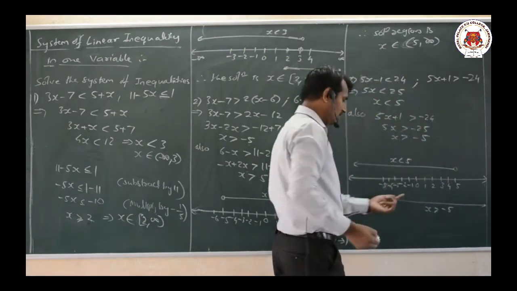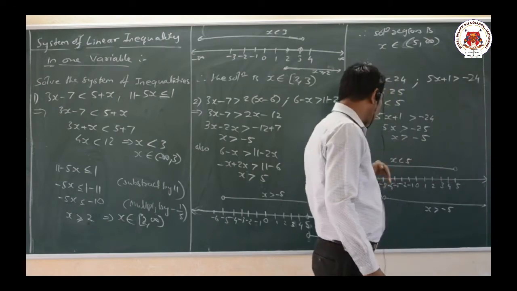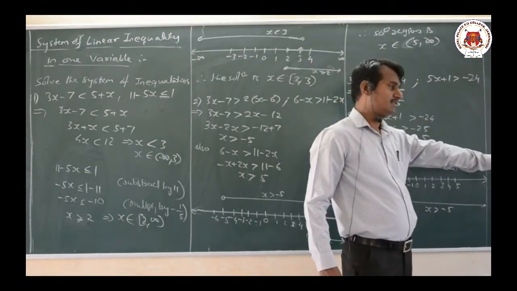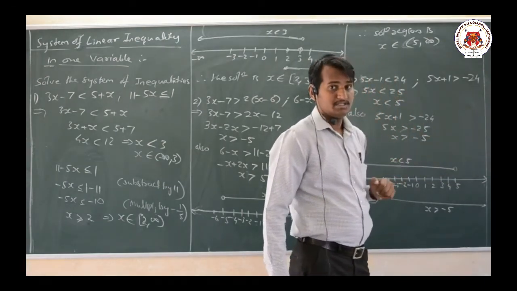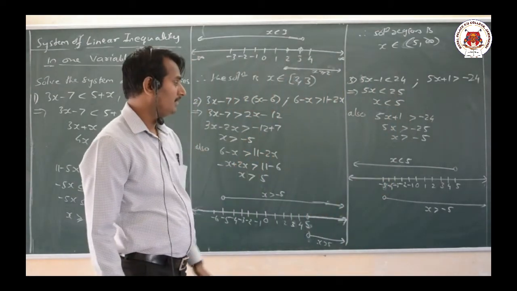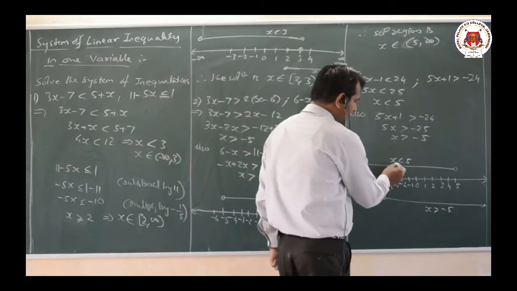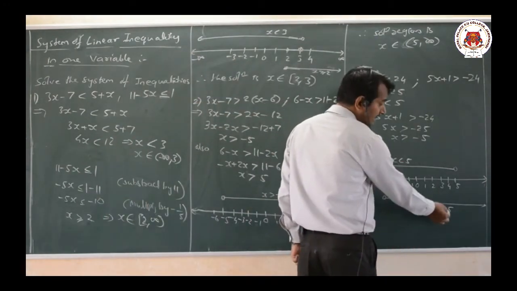Greater than means what? x is greater than minus 5. Greater than minus 5 means minus 4, minus 3, and so on till plus infinity. And it takes all the real numbers. Real numbers means what? Both rational as well as irrational numbers here. Now dear students, the common region between both the solutions, that is one is x less than 5 and one is x greater than minus 5.